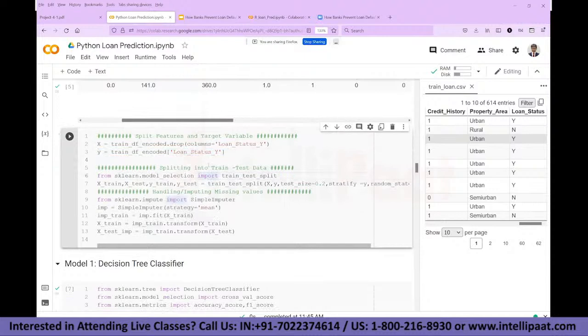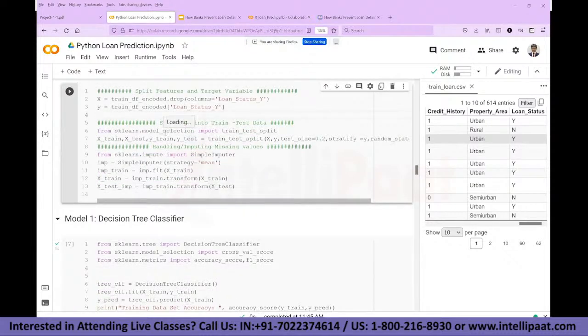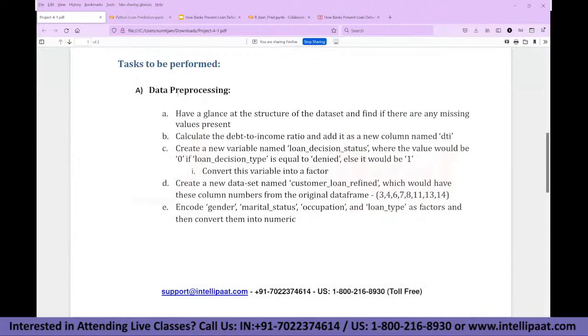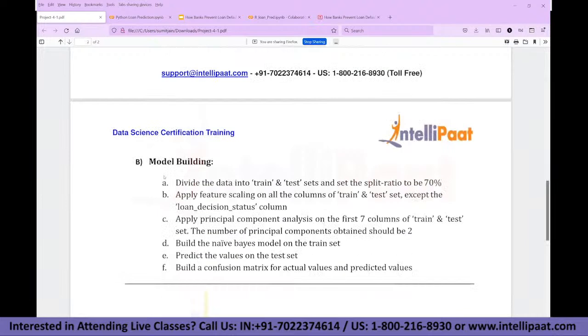Then I'm splitting the data into training and test data, using the scikit-learn model selection API to get the train_test_split module. Let's see what we have done till now. We have done data pre-processing. We have created a loan status variable of 0 and 1 and encoded that variable. We have selected the columns we're going to use. We have encoded the gender and all those things, and now our data pre-processing step is finished. Now we are starting model building.